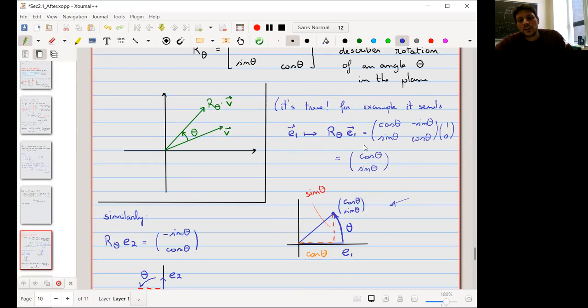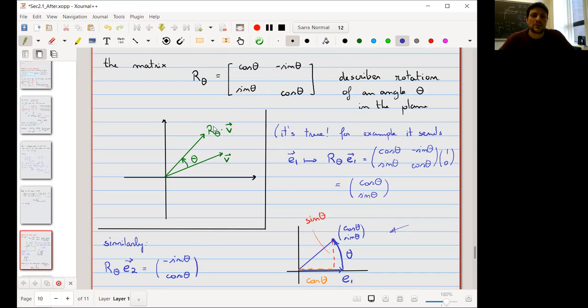And if I graph the point cosine theta, sine theta on the plane, I get a picture like this. The point cosine theta, sine theta is a point on the unit circle, and it's exactly the point I get by taking the standard vector e1 and rotating it by an angle theta. You can see in this picture that the coordinates of the point are exactly cosine theta for the x-coordinate and sine theta for the y-coordinate. By performing the same multiplication with e2, the standard vector 0, 1, it extracts the second column of rho theta, minus sine theta, cosine theta.